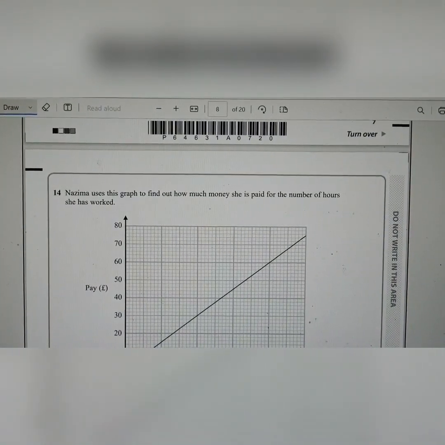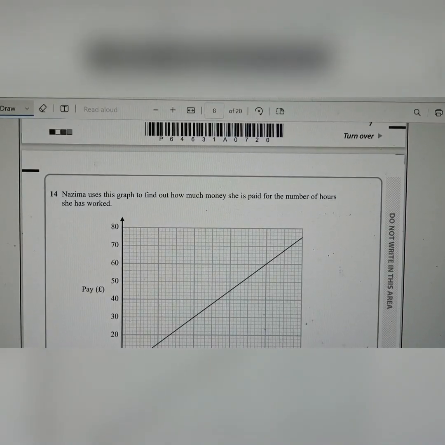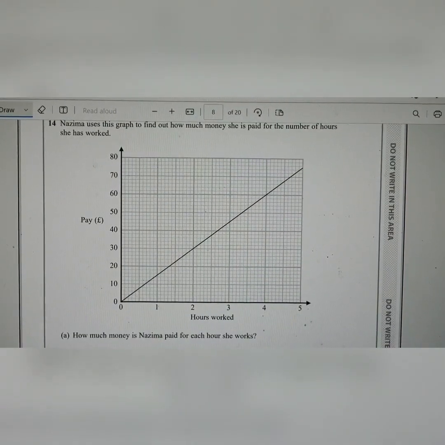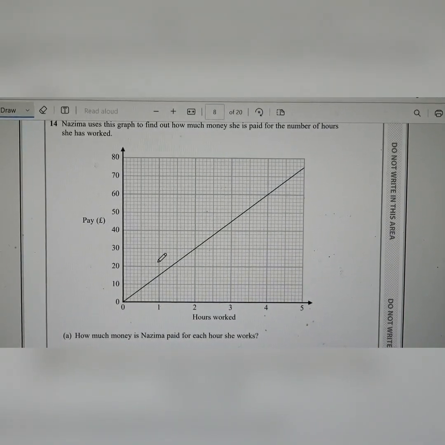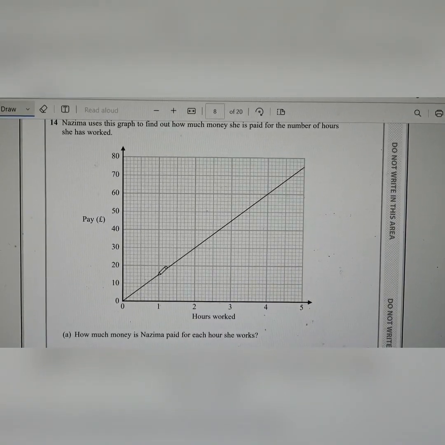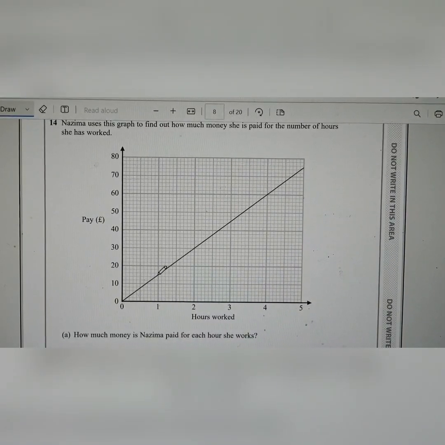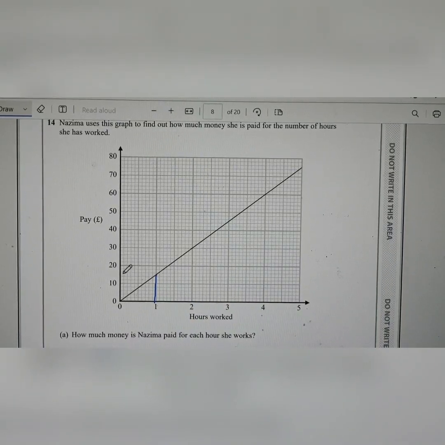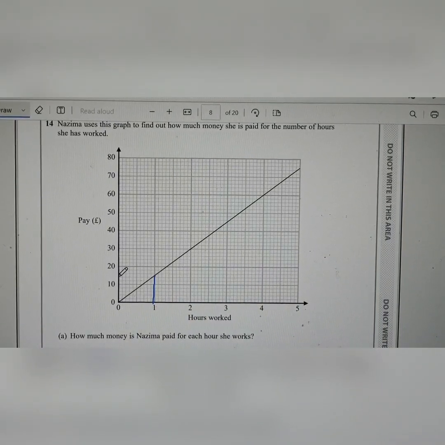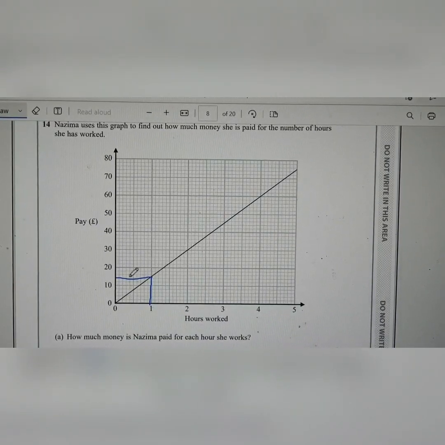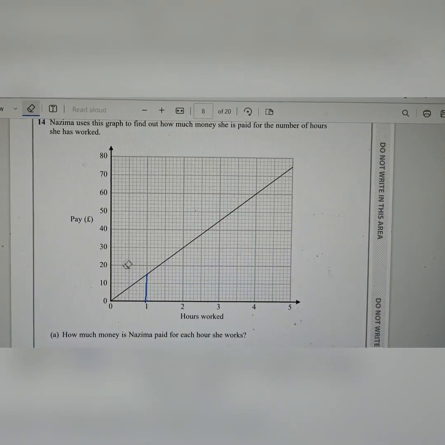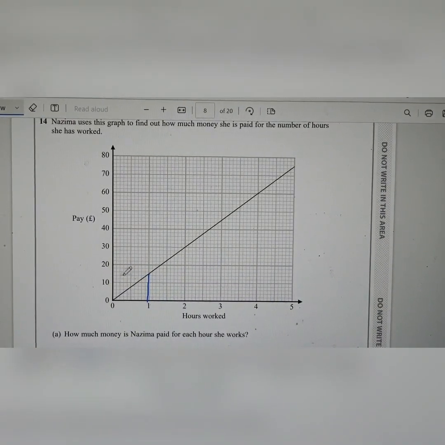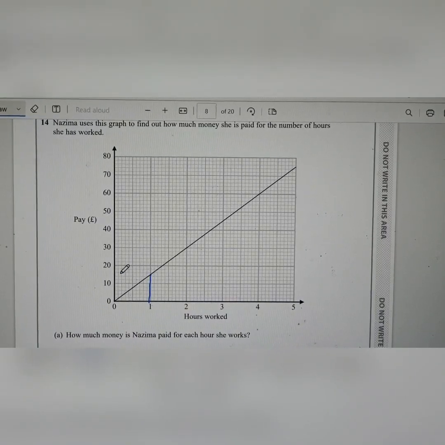Nazima uses this graph to find out how much money she is paid for the number of hours she has worked. How much money is Nazima paid for each hour she works? So you're going to look at 1 hour, which is here. So draw a straight line on here, and then you're going to go across to work out. I know I'm not using a ruler, but you definitely should use a ruler when you're doing this on your exam paper, because it allows you to be more accurate.